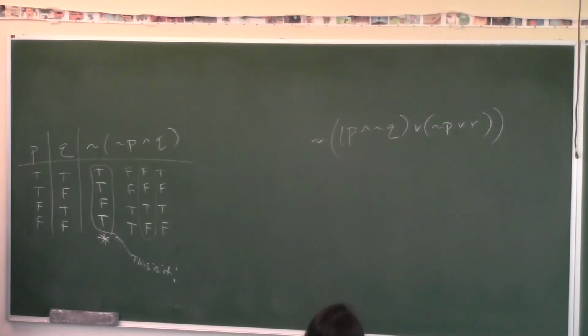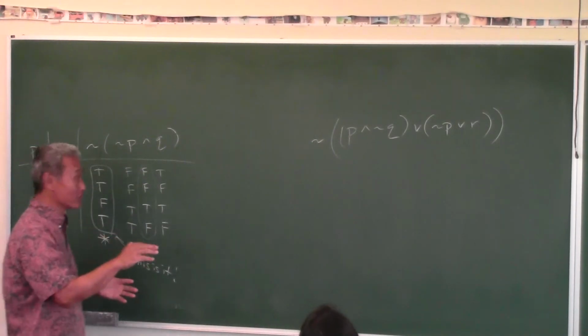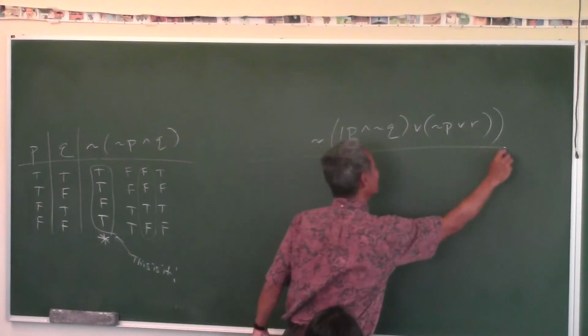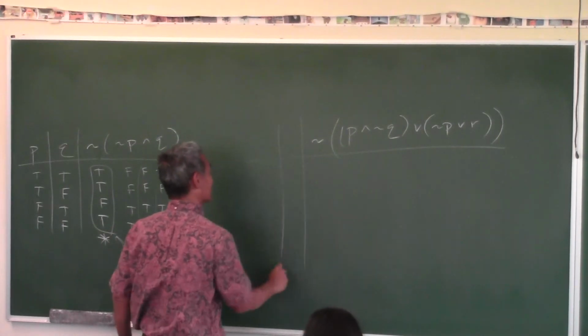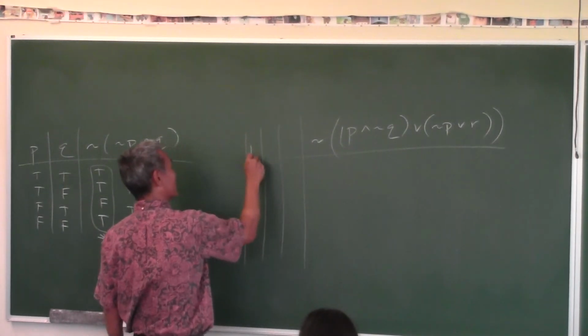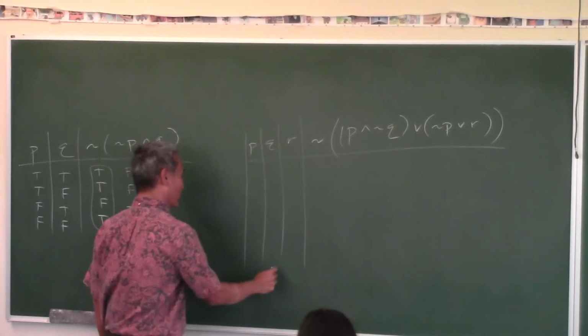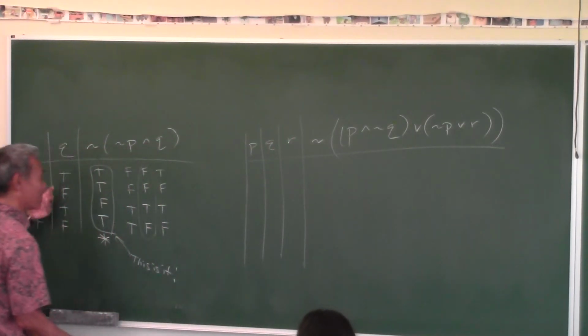Now notice that we have three different statements, P, Q, and R. So what does that mean? When it's P and Q, you got 4. So when you have P, Q, and R, what are you gonna have? 2 cubed. Yeah, you're gonna have 8 lines in your truth table. So if you need to, you make the training wheels like this. Here's P, Q, R. Okay, what's the pattern?